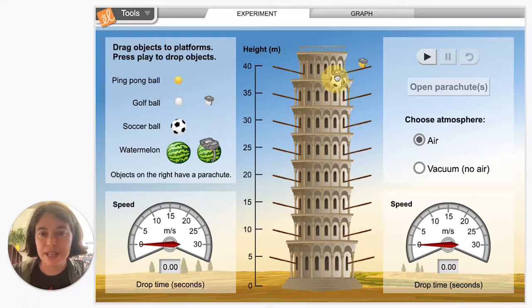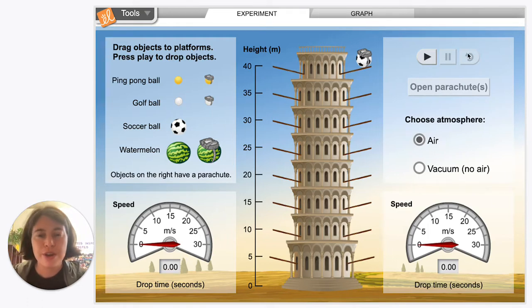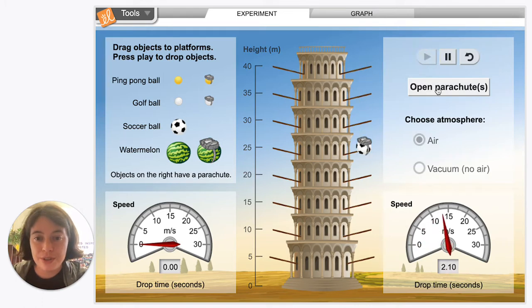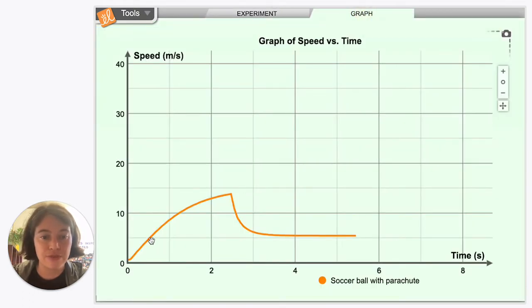All right, so let's compare what this looks like if we are dropping an object with a parachute in air versus without air. So first let's look at what happens when there's air. It falls, we open the parachute, its velocity decreases. And you can see here the graph. So here it's falling, then we have the moment when the parachute opens and that velocity plummets down to a new and different terminal velocity.